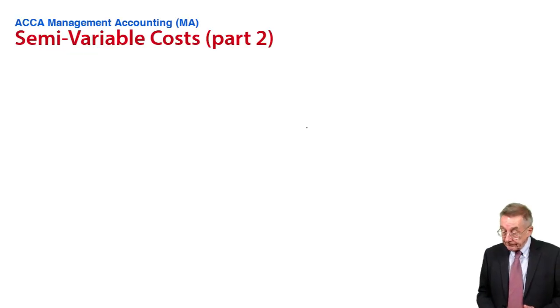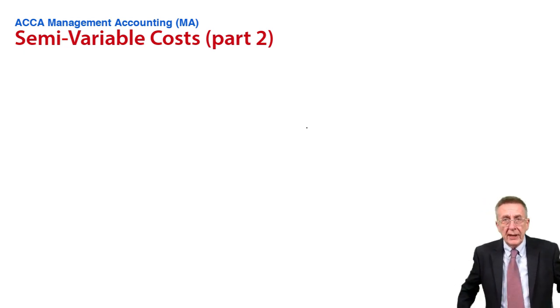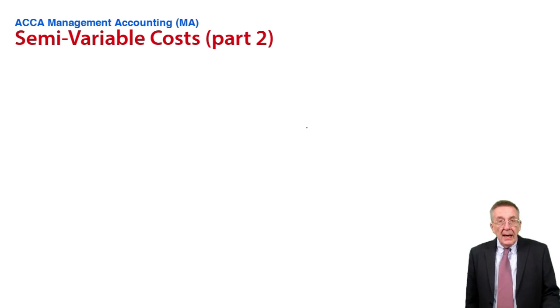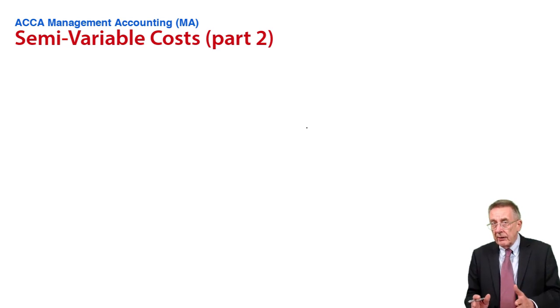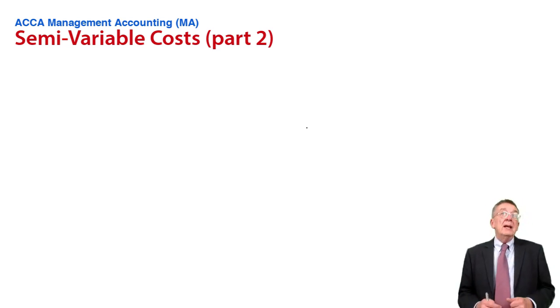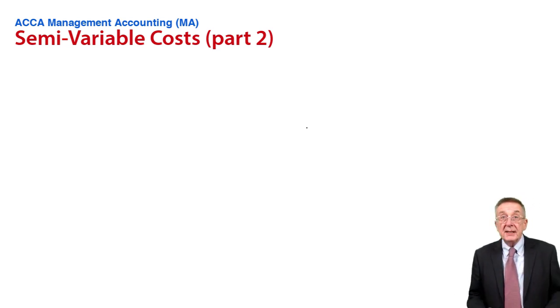Semi-variable costs. We spoke about semi-variable costs way back in one of the early lectures, the second or third one. We're looking at costs which are part variable and part fixed. And our job is to split out what is the variable cost per unit and what is the fixed cost per period.